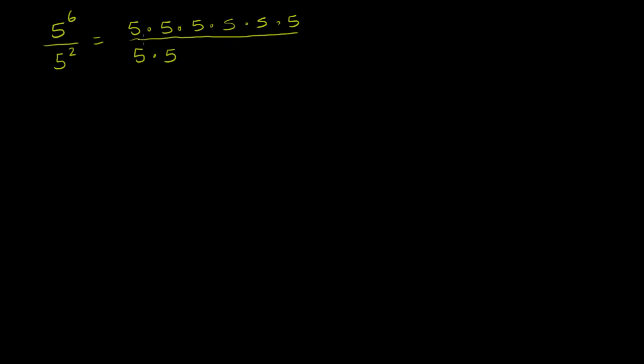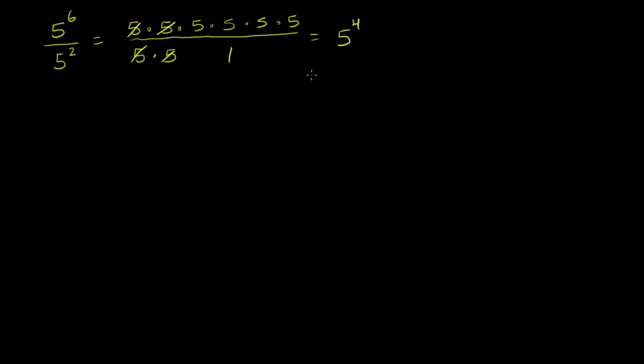Well, we know how to simplify a fraction or a rational expression like this. We can divide the numerator and the denominator by 5, and then these will cancel out. And then we can do it by another 5, so this 5 and this 5 will cancel out. And what are we going to be left with? 5 times 5 times 5 times 5 over 1, or you could say that this is just 5 to the 4th power.